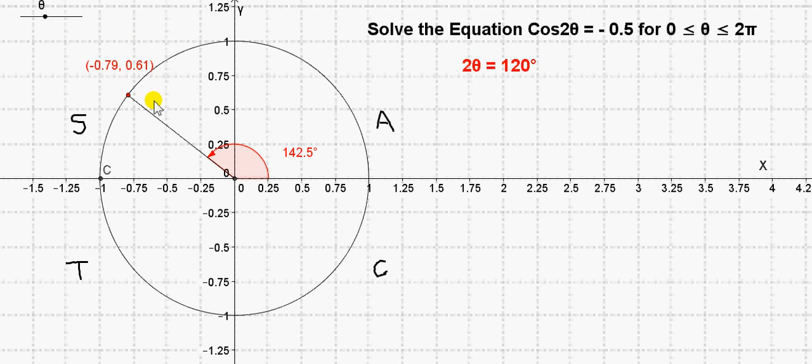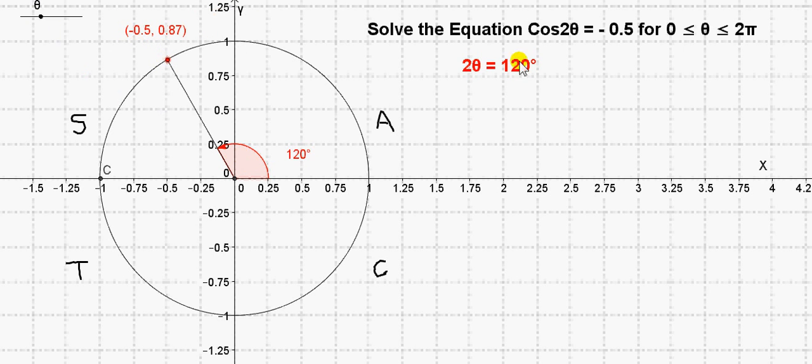So let's just see this on the unit circle. Now I'm saying that this angle here is 2 theta. So we know that on the unit circle the coordinates of a point are given by the cos and sine of this angle. So if this angle is 2 theta, then the coordinates are cos 2 theta, sine 2 theta. The x value of this point is minus 0.5.